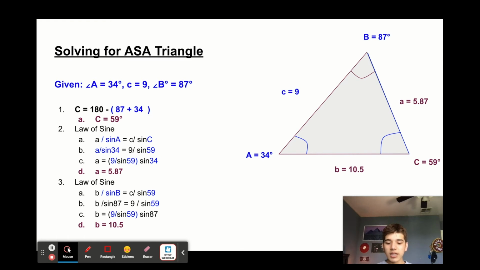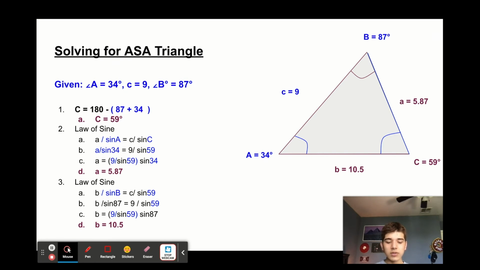Since we are solving for side A first, we use the alternative formula, which is A over sine of A equals C over sine of C. We then plug in the values, and since we're solving for A, we isolate it by rearranging the formula, giving us the equation A equals 9 over sine of 59 times sine of 34, revealing side A to be 5.87.